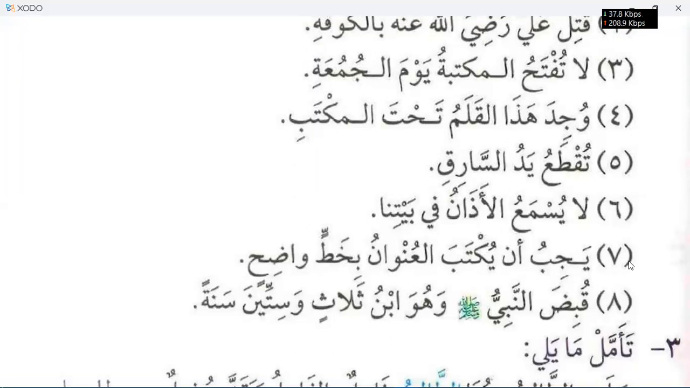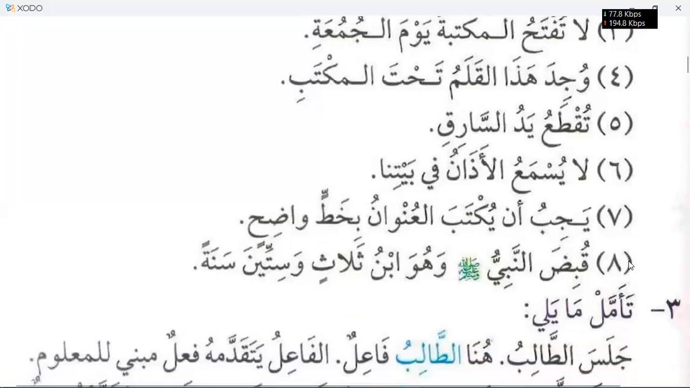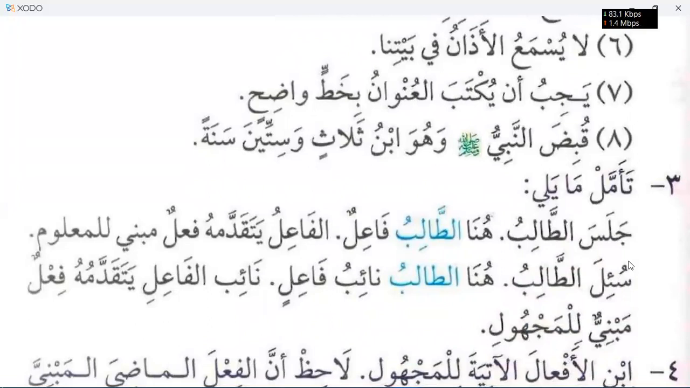So what is fi'l majhul here? Yajibu. Yajibu, okay. And what is, no, yajibu is fi'l majhul. What is naibul fa'il here? Yuktab. Yuktab, okay. No, but it is yuktabu is fi'l majhul and unwan is naibul fa'il, okay. Yuktabu is fi'l majhul and al-unwan is naibul fa'il. Next.